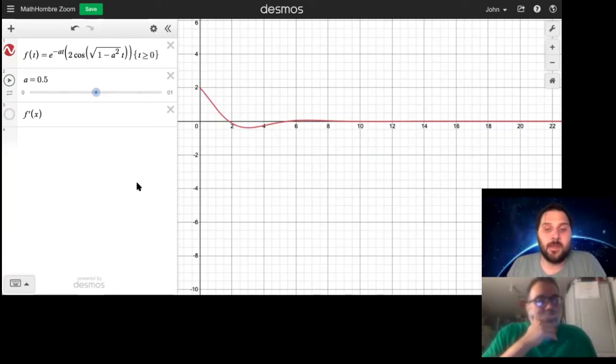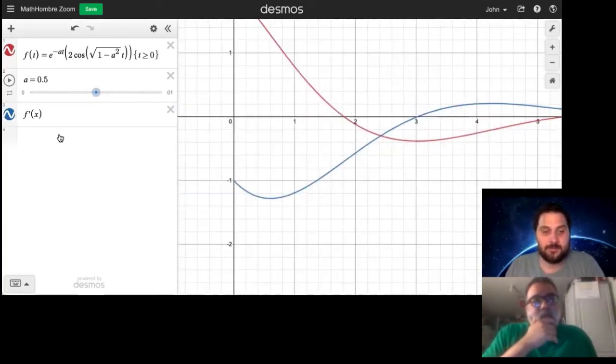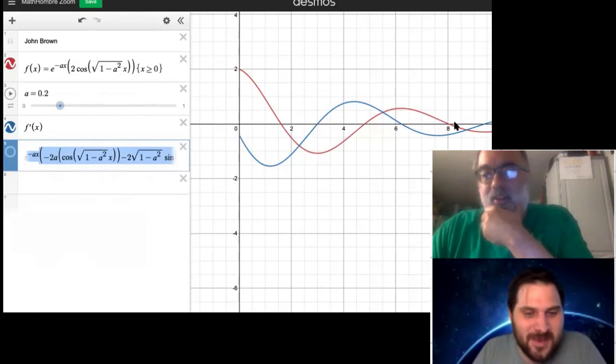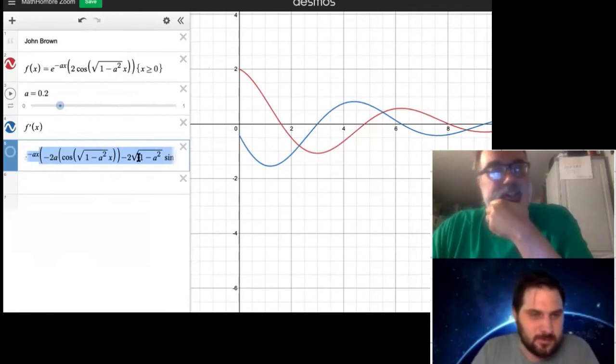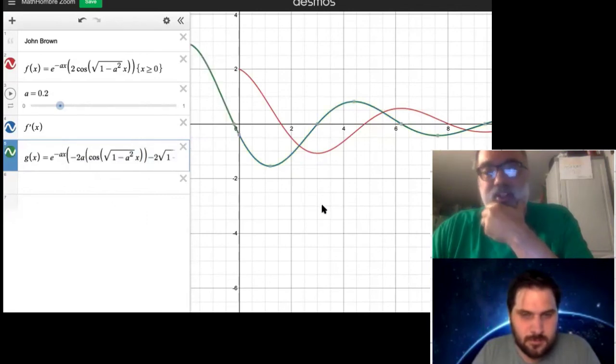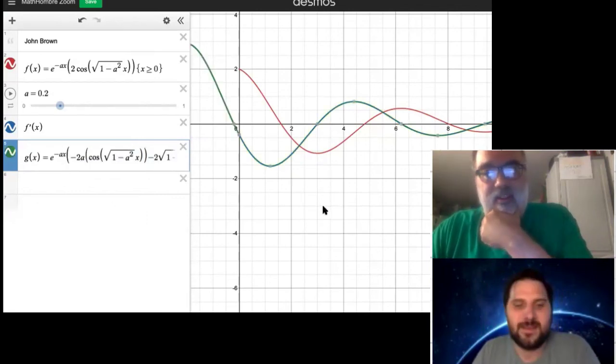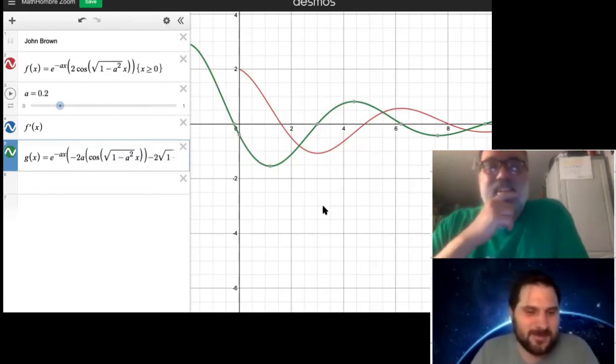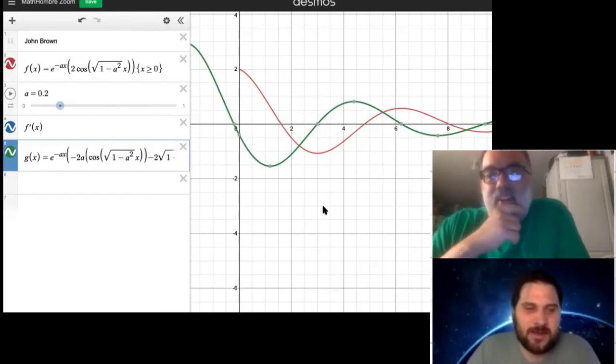Certainly we can graph the numerical derivative, and then we could type in that nasty thing if I could. Oh well, here we go. So here's what Desmos said the derivative was, and then here's this function that you found. I'd say that's pretty good confirmation. Yeah, that's good confirmation.